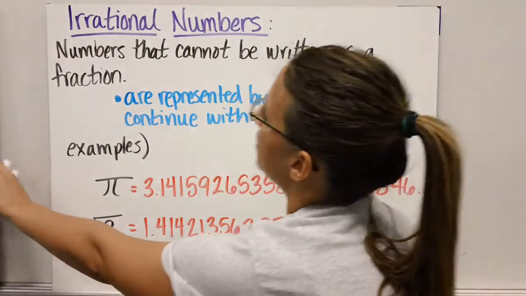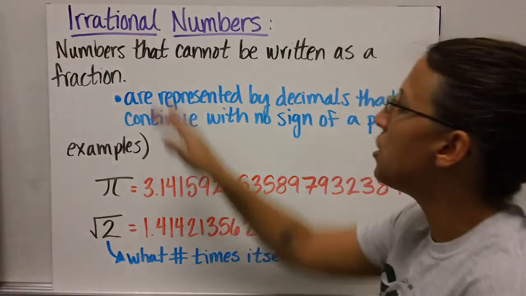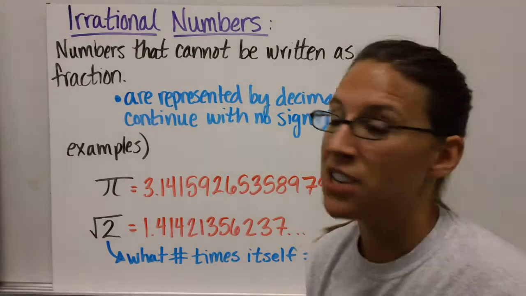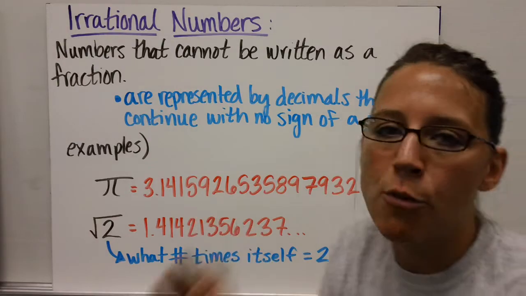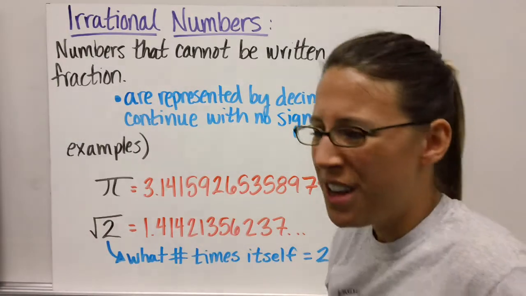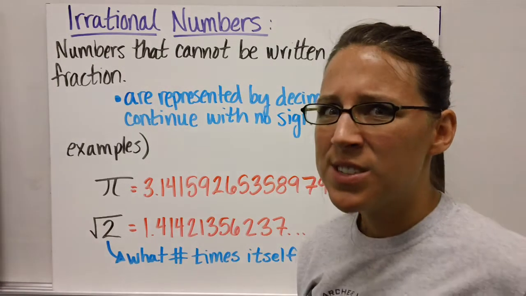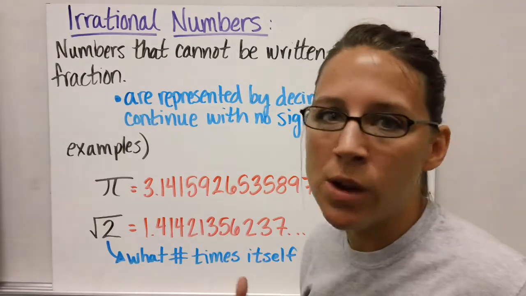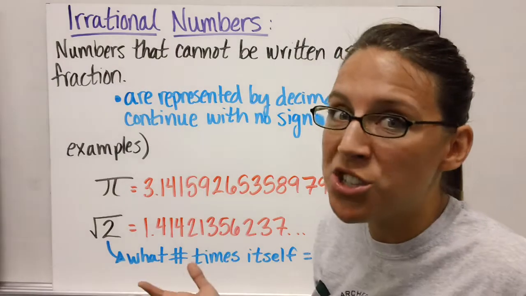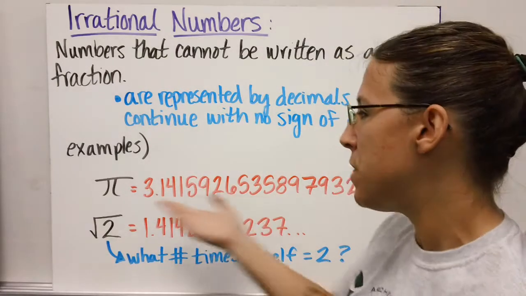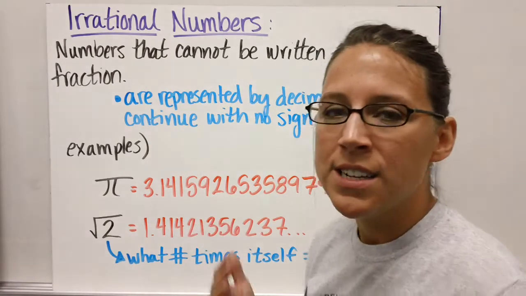But what about irrational numbers? Irrational numbers are numbers that cannot be written as a fraction. These are represented by decimals that continue with no sign of a pattern. They're irrational. They're really hard to handle. So think about something that's not fun to deal with. Maybe a person who's not fun to deal with can be considered irrational. Same concept here with a number that's not exactly fun to work with.